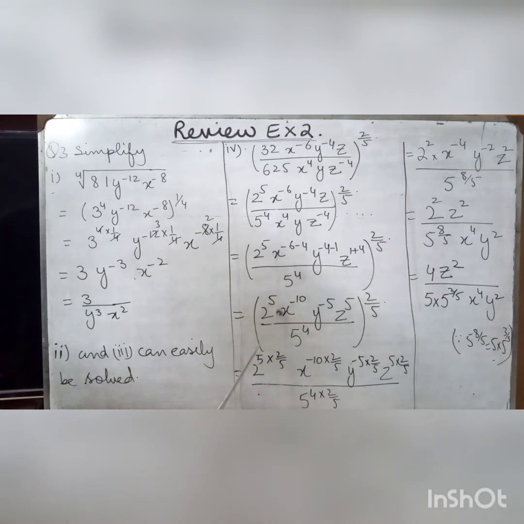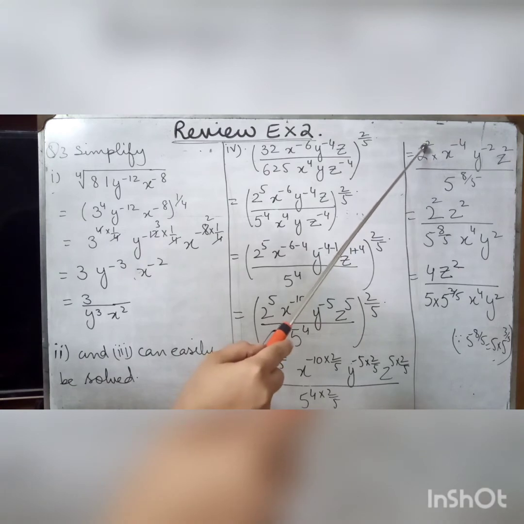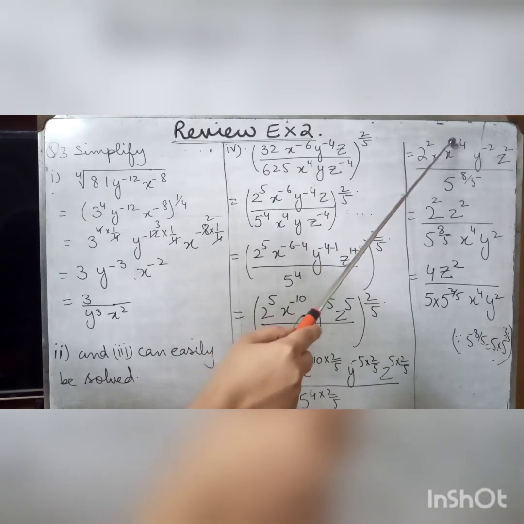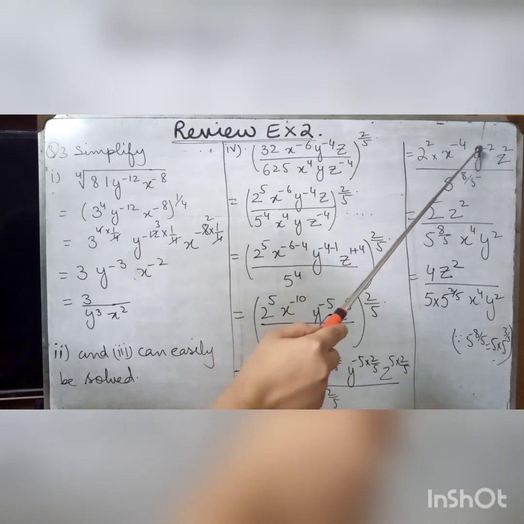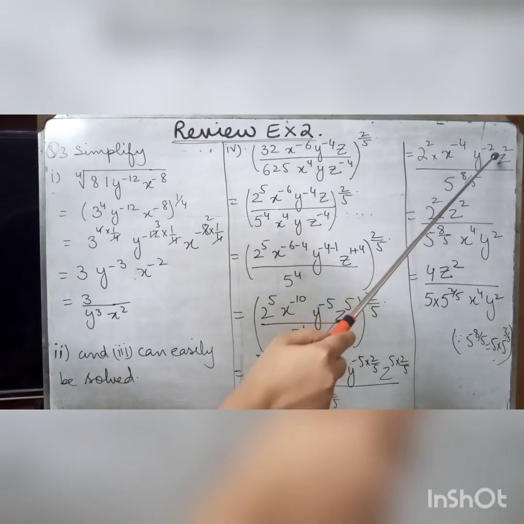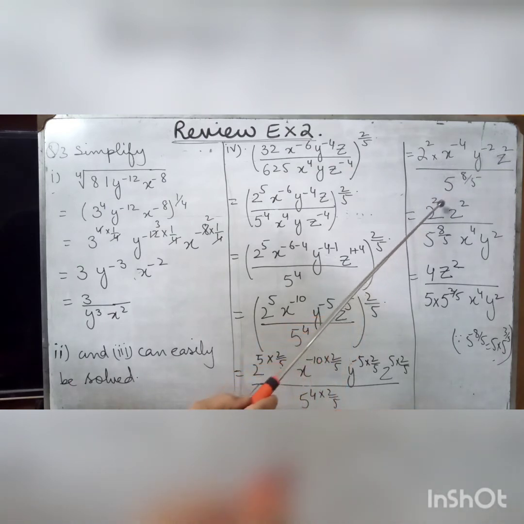Then we have 2 raised to power 5 x raised to power minus 10 y raised to power minus 5 z raised to power 5 over 5 raised to power 4 with exponent 2 over 5. According to the law of exponent, we have this expression. After the simplification, we get 2 raised to power 2 multiply x raised to power minus 4 y raised to power minus 2 z raised to power 2 over 5 raised to power 8 by 5.